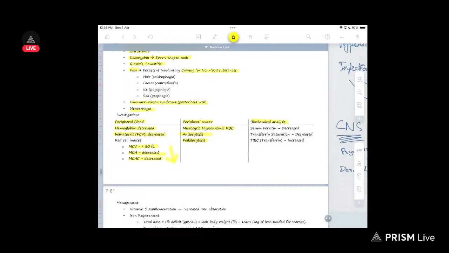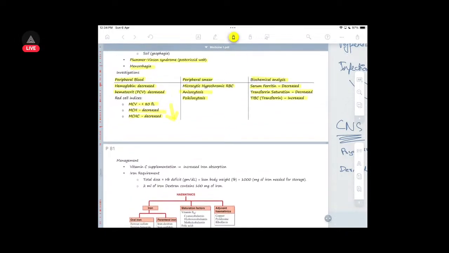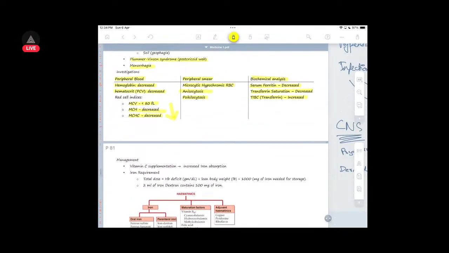Basically, you'll be having microcytic hypochromic anemia, abnormal shape of the cells, and loss of symmetry of the cells, I think. Then you can have biochemical assay. Serum ferritin will be decreased, transferrin saturation will be decreased, and transferrin will be increased. TIBC will be increased, saturation will be decreased. Saturation means the amount of iron which is bound will be decreased, but the total iron binding protein, TIBC, will be increased.